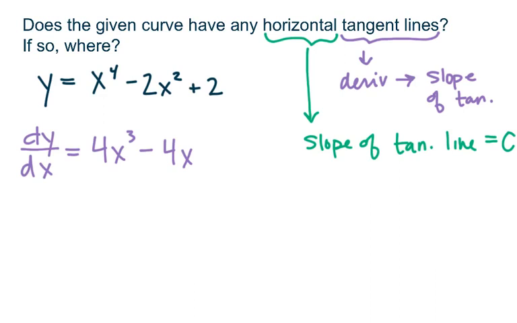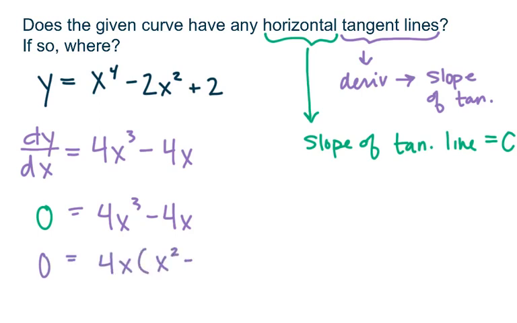So at this point, if we want to know if we have any horizontal tangent lines, that means I'm going to take that derivative and let it be equal to 0. So this means I'm solving my derivative equal to 0. On the right side of my equation, I can factor out a 4x, which leaves me with x squared minus 1. And this factors a little further, 4x, that's a difference of squares, x plus 1, x minus 1.